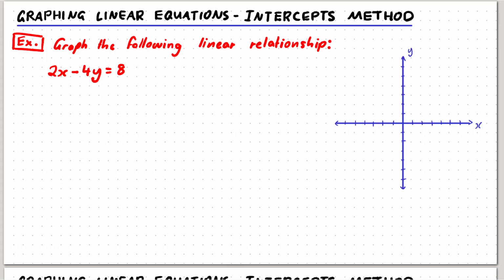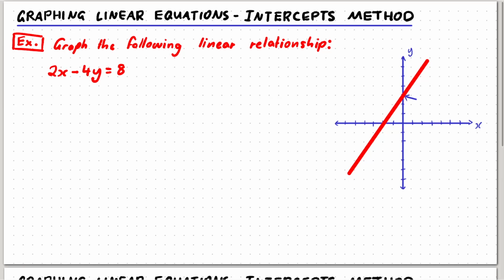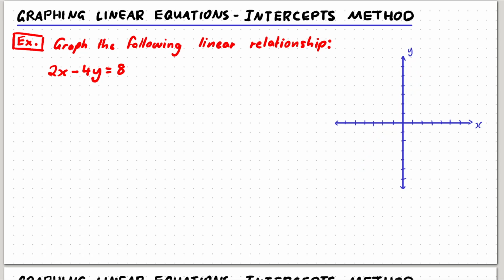If I have a line, let's say it looks something like that, the line intercepts the y-axis when x equals 0. The y-axis is where x is equal to 0. We have positive x's here, we have negative x's here, and right in the middle where the y-axis is, x equals 0. So to find where we intercept the y-axis, all we need to do is put x equals 0 into our equation.